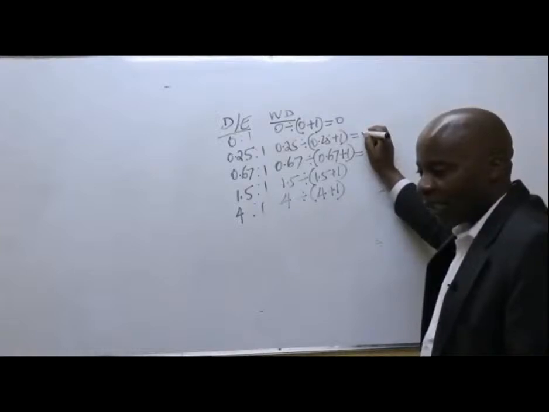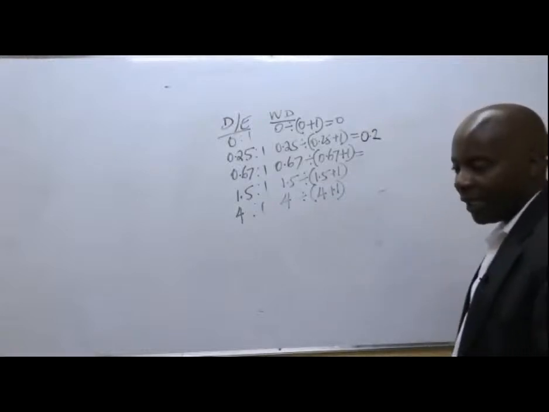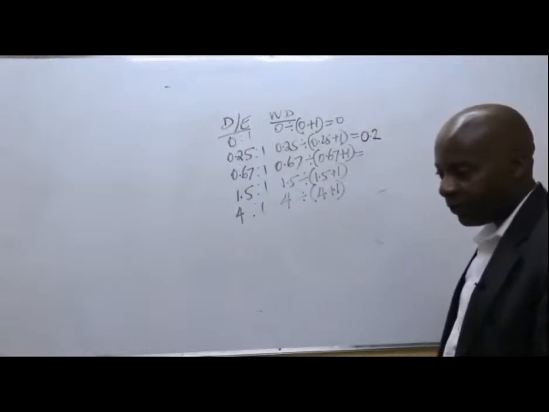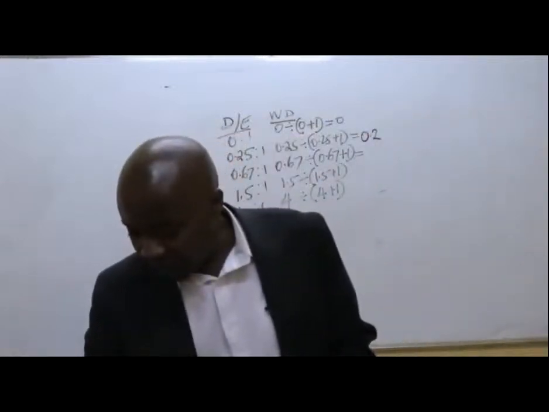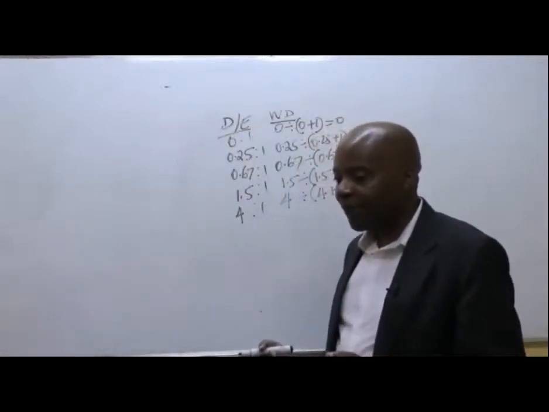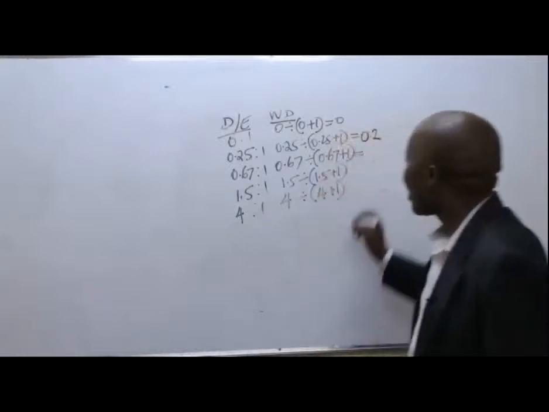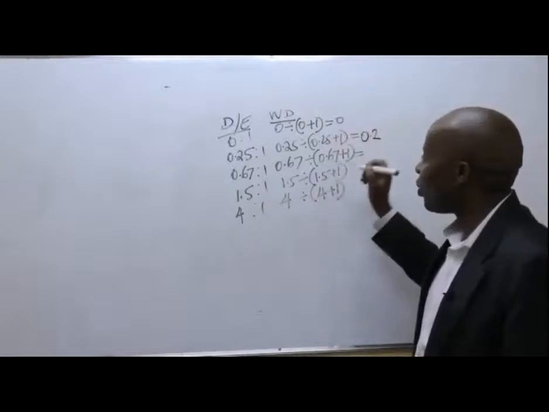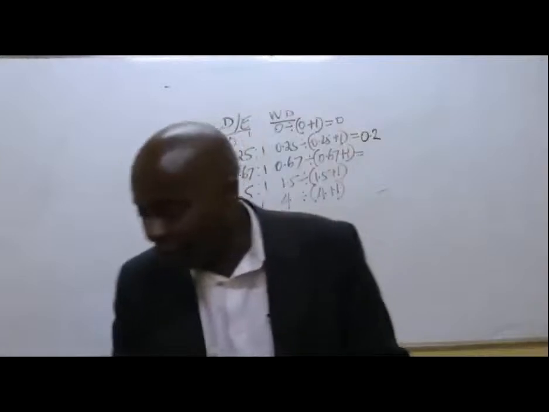Somebody tells me the second one is supposed to be 0.2. Is that correct? Thank you very much. How about the third one? Can you kindly divide this for me? The third one, 0.67 divided by, open brackets, 0.67 plus 1. What figure are we getting? 0.4, somebody is telling us.